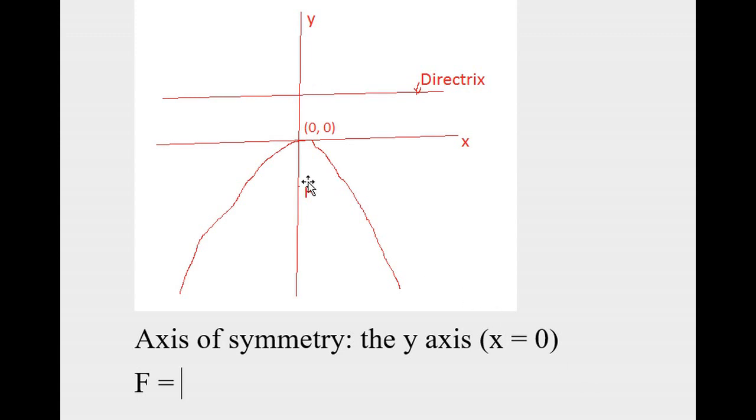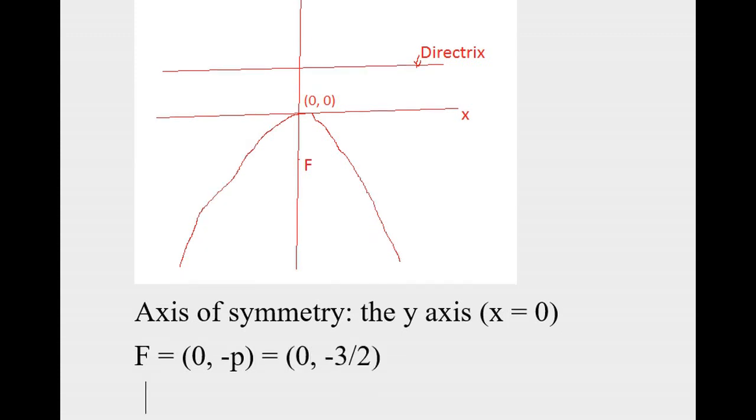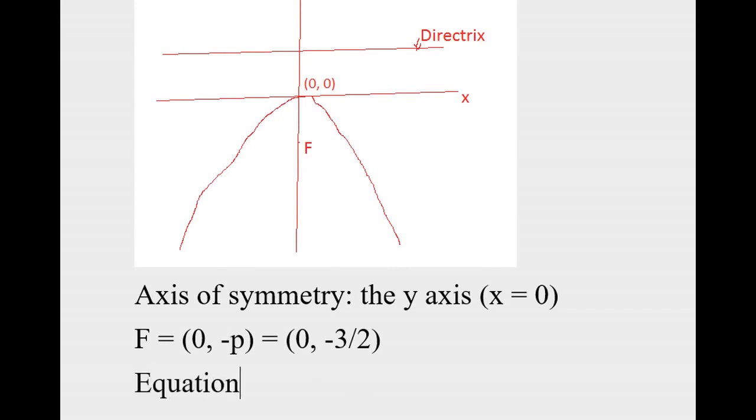Focus is at the axis of symmetry which is the y-axis. So its x coordinate will be 0. Focus is at a distance p below the origin. So its y coordinate will be 0 minus p, that is minus p. Put the value of p. The coordinates of the focus will be 0 and minus 3 by 2.